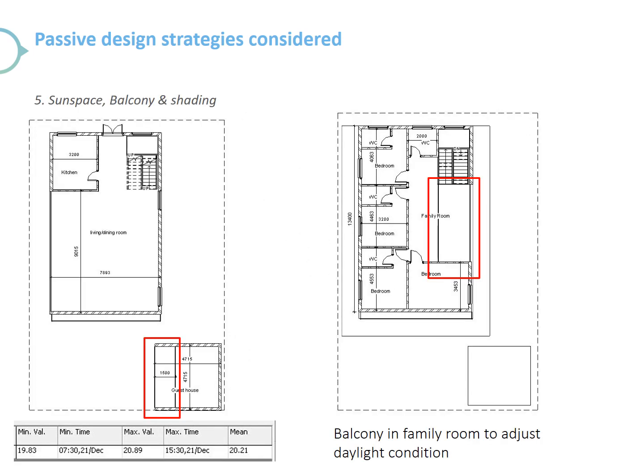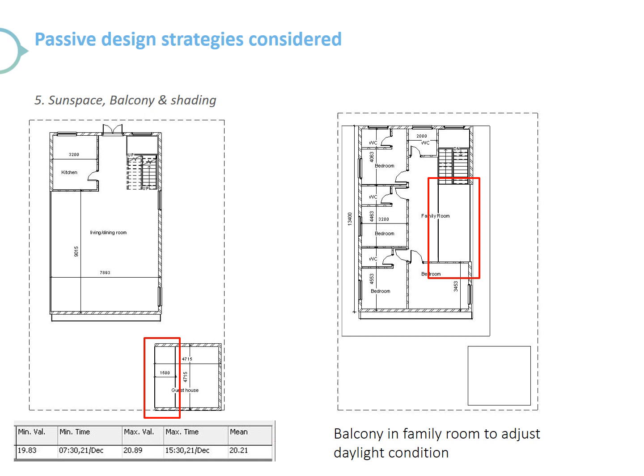For the next strategies, we're going to add a sun space, a balcony, and shading to the building. For the sun space, we have added one for the guest house, which helped with adding a lot of daylight inside the space, and also increased the temperature inside the space during the winter, with a minimum value of 19.83 and a maximum value of 20.89, which is very good and in the comfort zone of a human being.